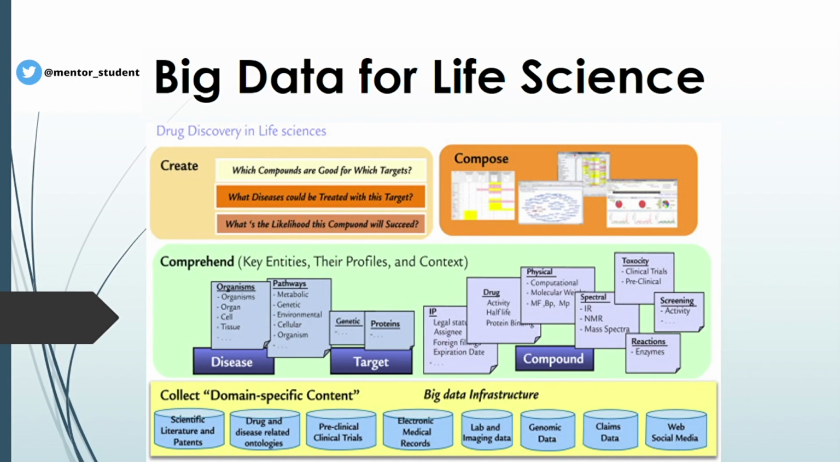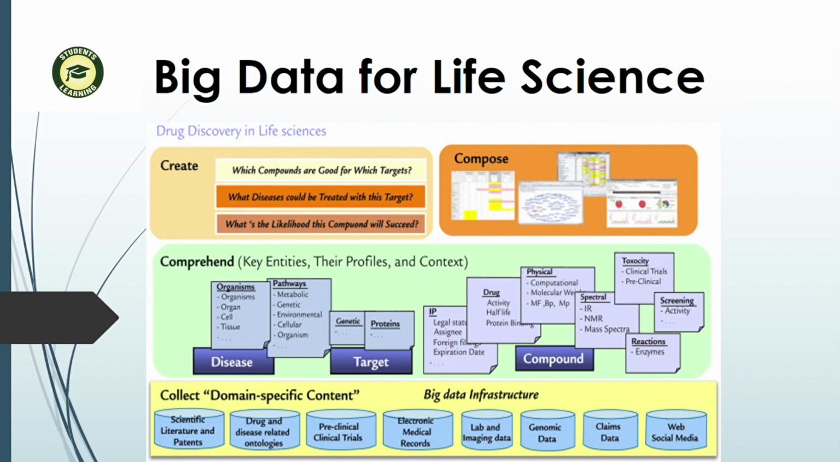Next is another aspect of big data, the structure of the flow of data. In terms of drug discovery in life science, there is phase 1. Phase 1 means create, phase 2 is compose, phase 3 is comprehend, and phase 4 is collect. Phase 1, create, means which compounds are good for which target. That means we can easily identify good compounds or bad compounds. After that, what disease could be treated with this target. That means we can match the treatment with target and drugs. After that, what is the likelihood this compound will succeed?